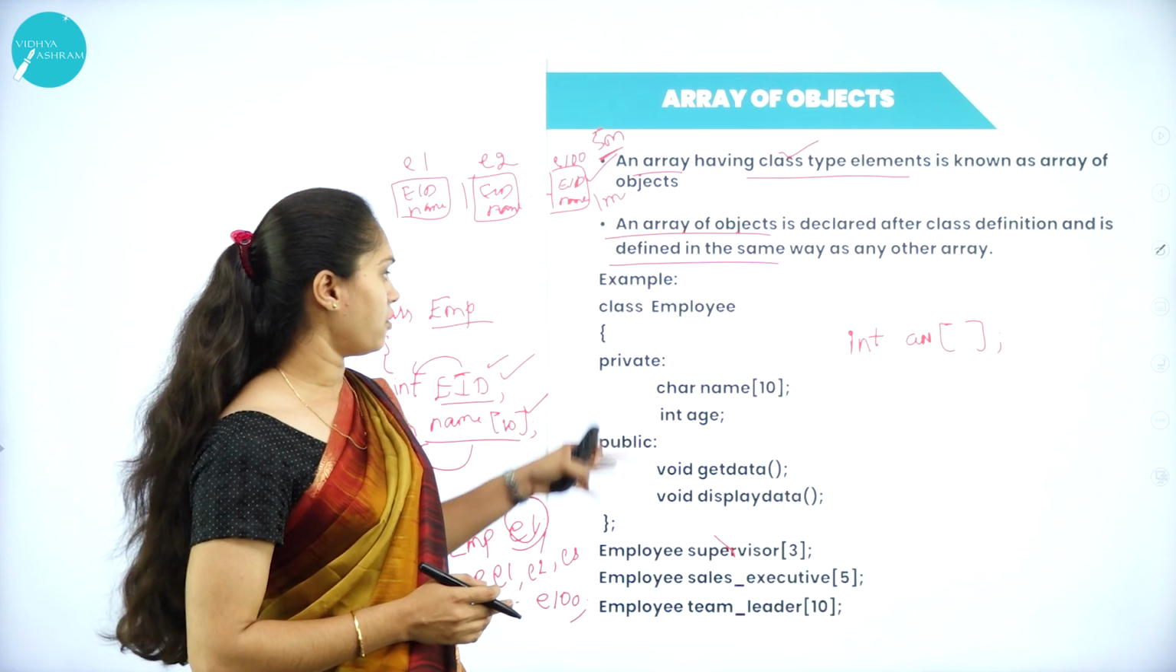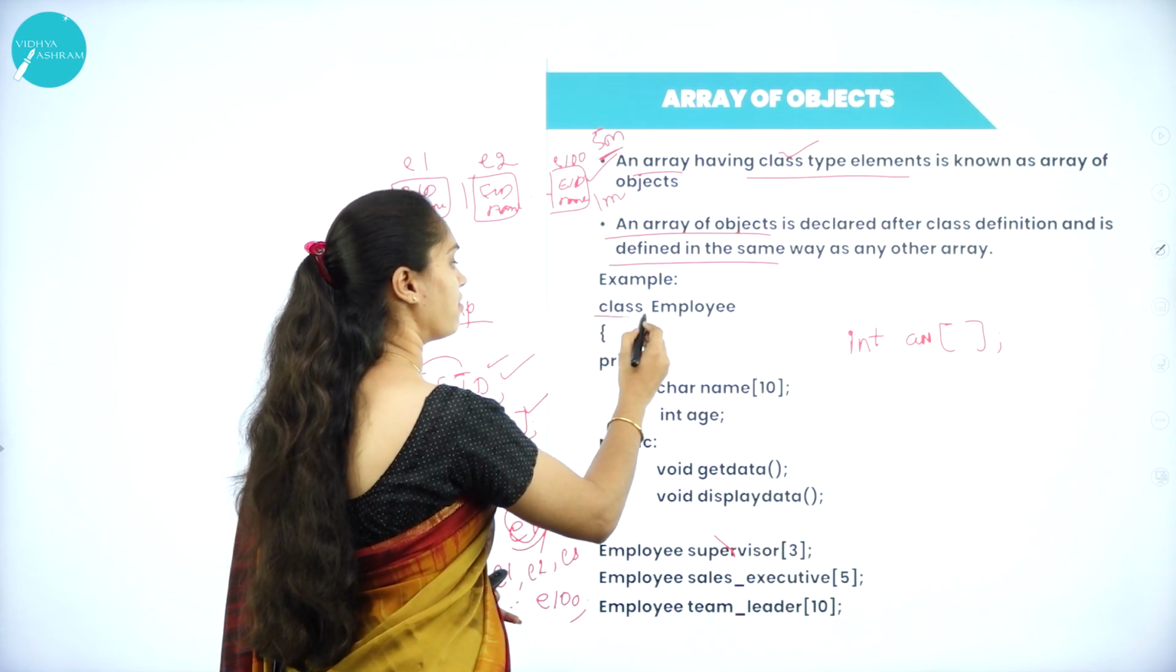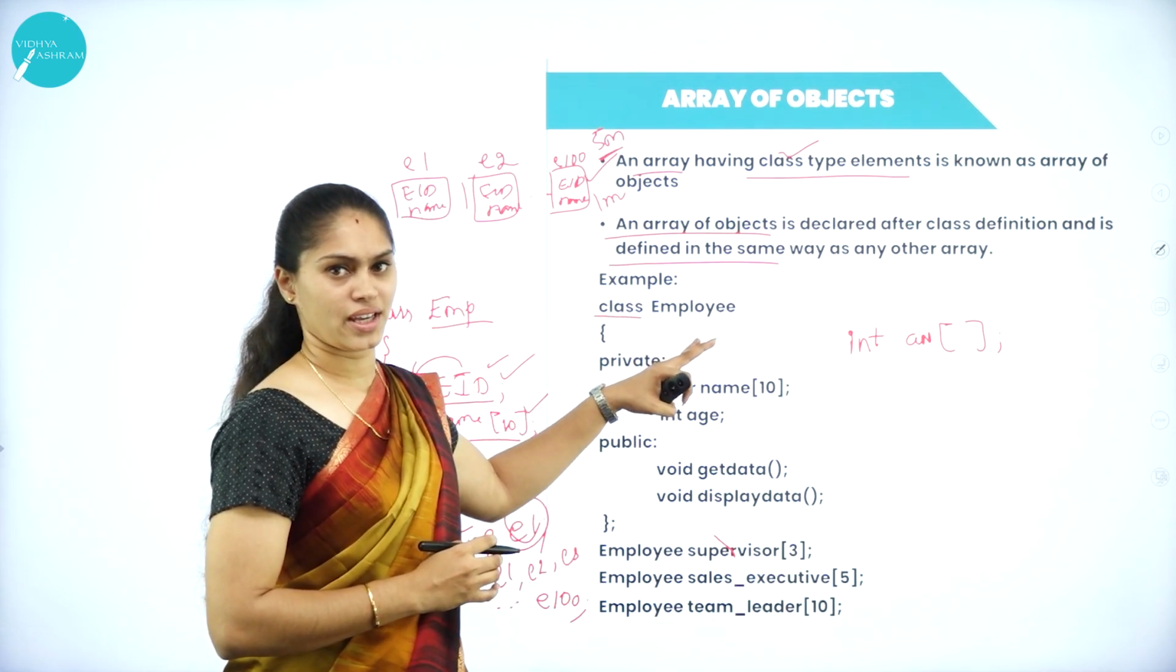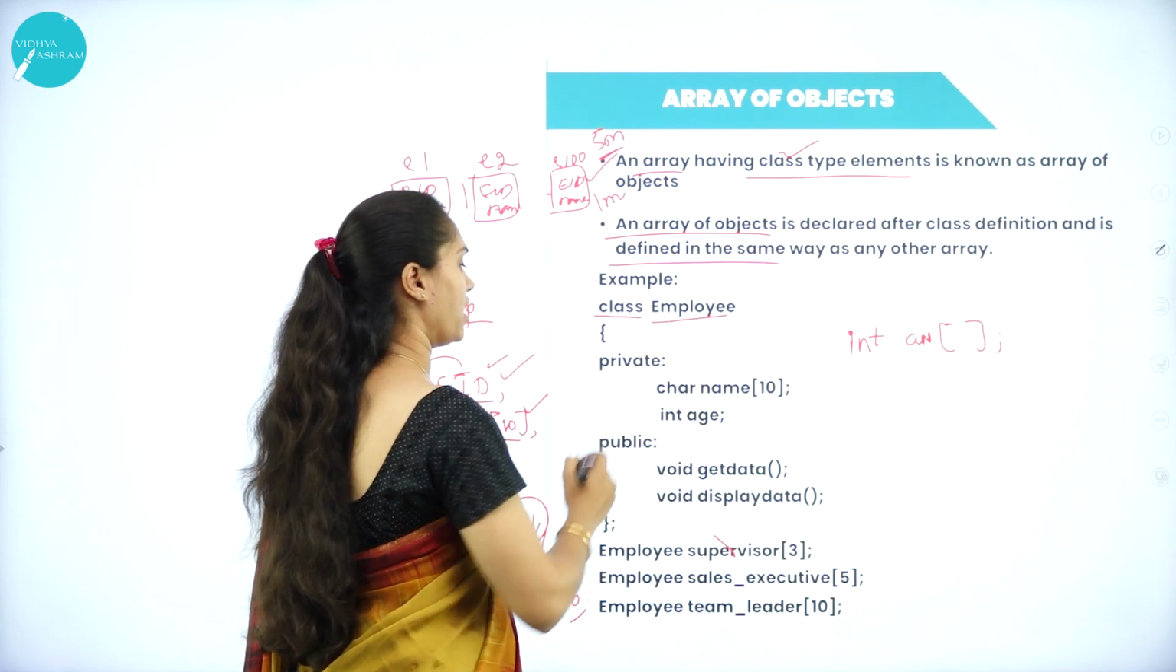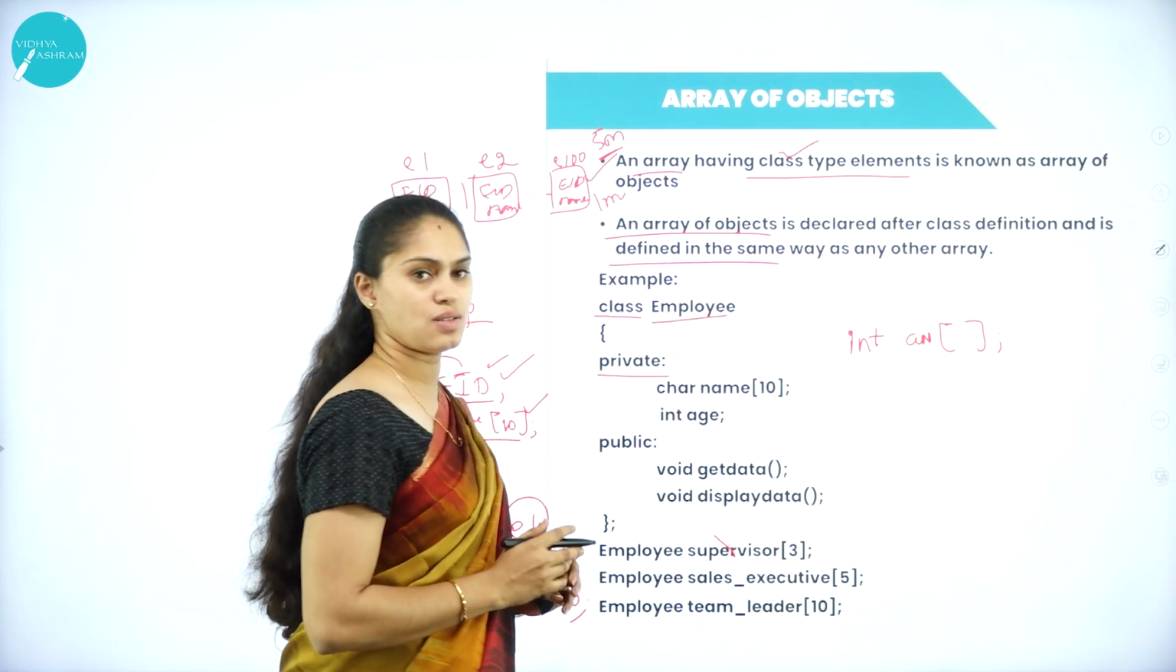Okay, so we'll see one program here. Here I have a class called Employee. What is the class name here? Employee. And I have a private access specifier.